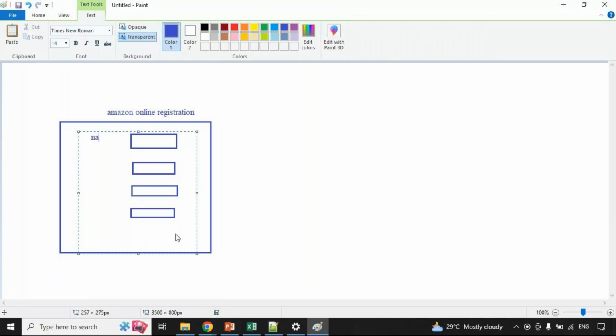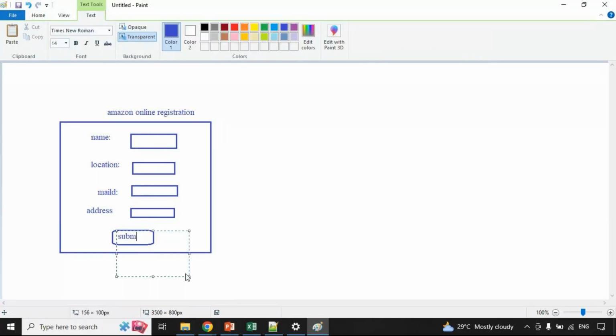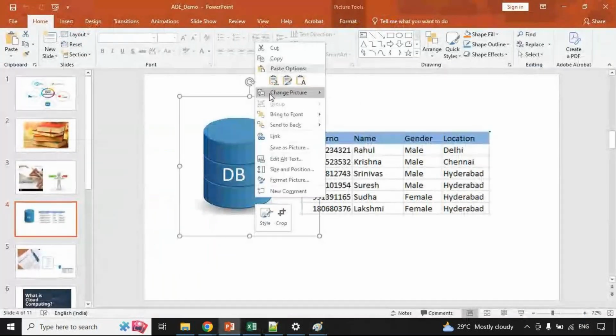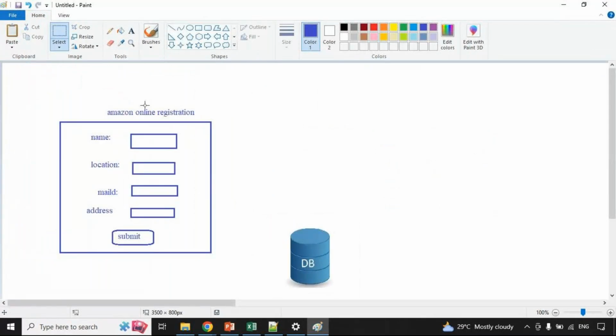You fill in the details: name, location, mail ID, address, whatever the details. These details you are going to submit. After submitting the details, the data will be stored in the database. Whatever details you filled, when you submit, they go into the database.